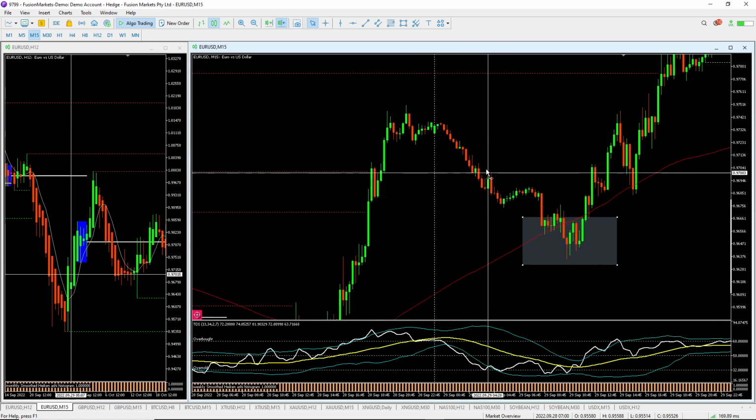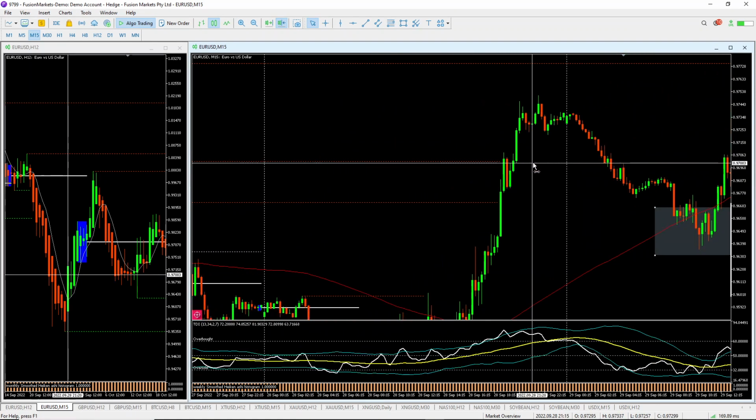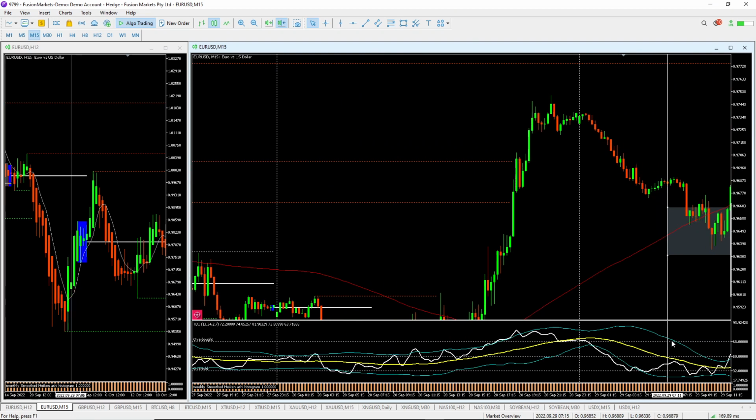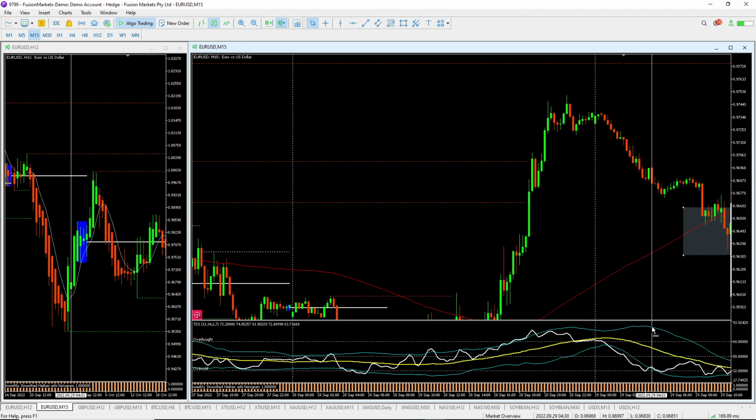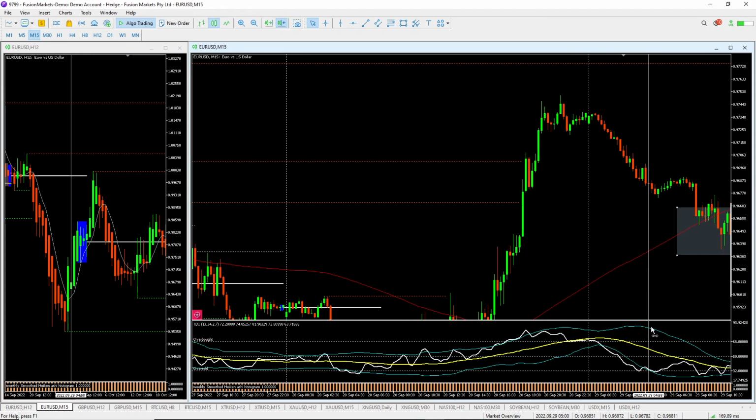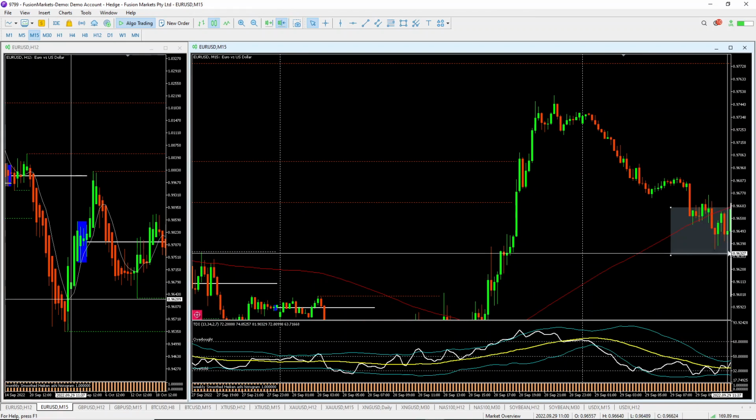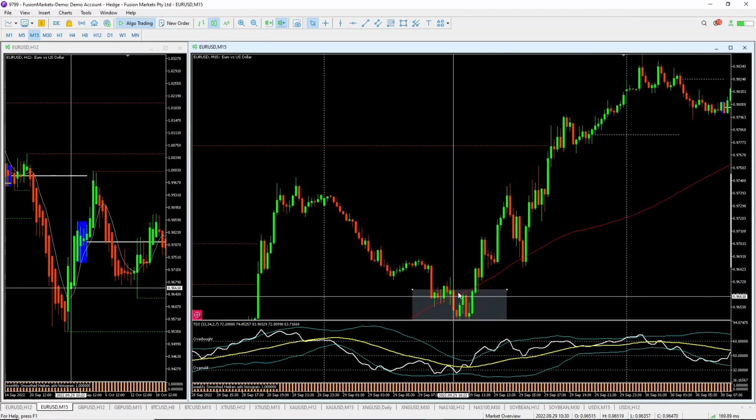And let me check the TDI. Yeah, the TDI, you see how the bands compress together? You get that pinch of the bands and then price jumped above the mustard and kind of found support at the mustard there on the other side. Perhaps there you could try a buy.